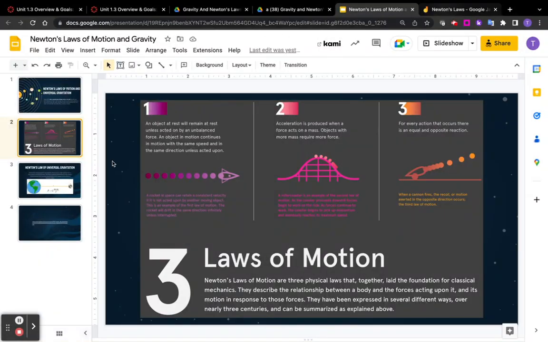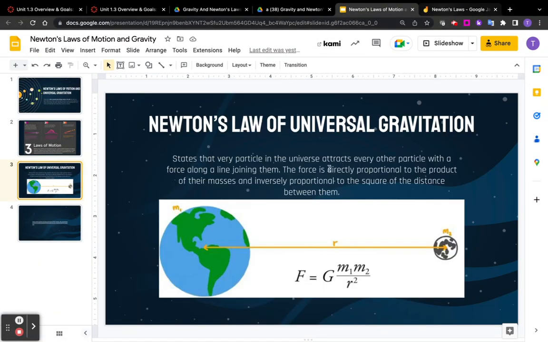So now let's go on to Newton's law of universal gravitation. It says that every particle in the universe attracts every other particle. There's a force of attraction, gravity as you know it, that is in a straight line from the center of one object to the center of the other object. Now, the force is directly proportional to the product of their masses and inversely proportional to the square of the distance between them. Sounds fancy, right?